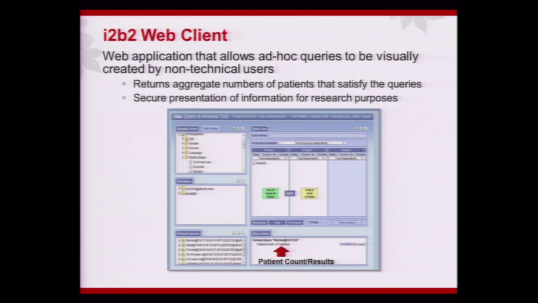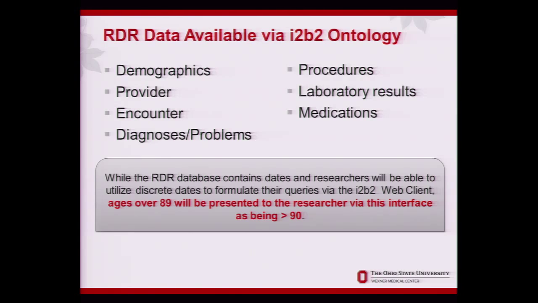As I mentioned, it returns aggregate numbers of patients, and it is a secure presentation of the information specifically for research purposes. So the types of information available within the I2B2 ontology include demographics, which is most heavily used, provider information, encounter, diagnosis, procedures, lab results, medications. And so there are various domains of information that you can use to build a cohort within the tool. There are restrictions on ages, so anybody who's actually over 89 will simply show up as greater than 90.